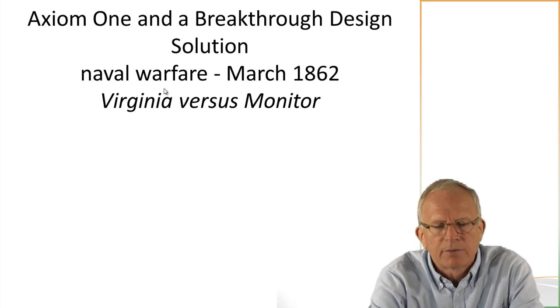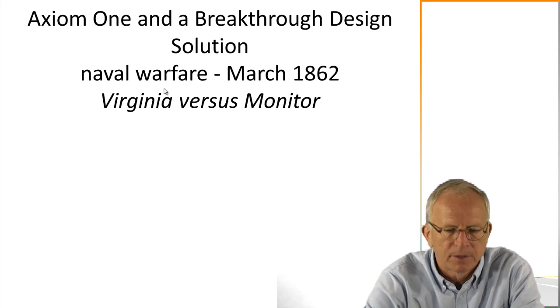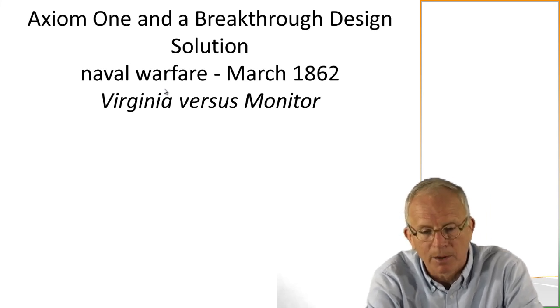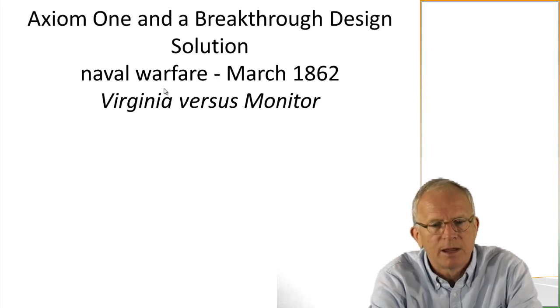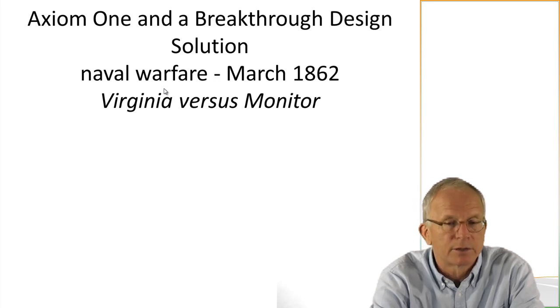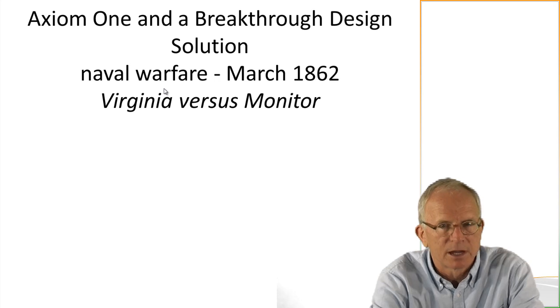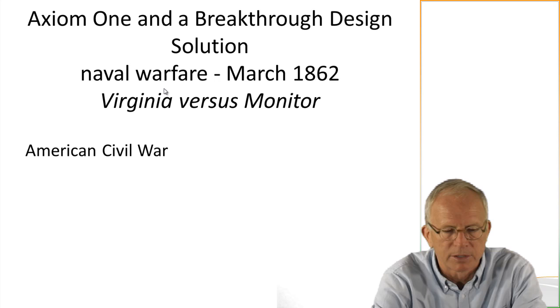It comes from naval warfare in March of 1862 during the American Civil War, the Monitor and the Virginia. Sometimes it's called the Monitor and the Merrimack, and I often wondered why the South would have named one of their ships after a river in New Hampshire. It turns out the Merrimack was sunk and the South raised it and rechristened it the Virginia. So just a small historical note.